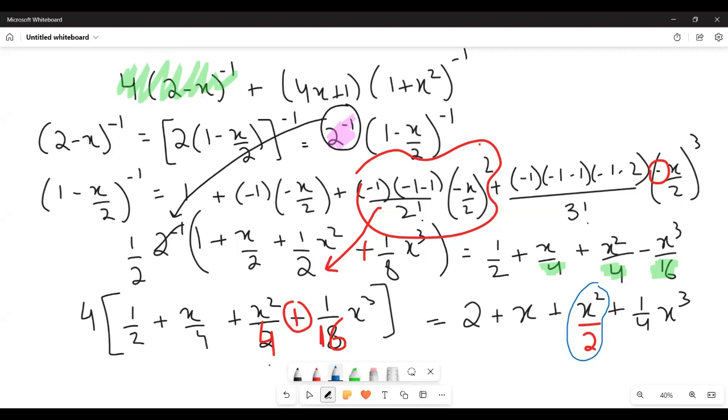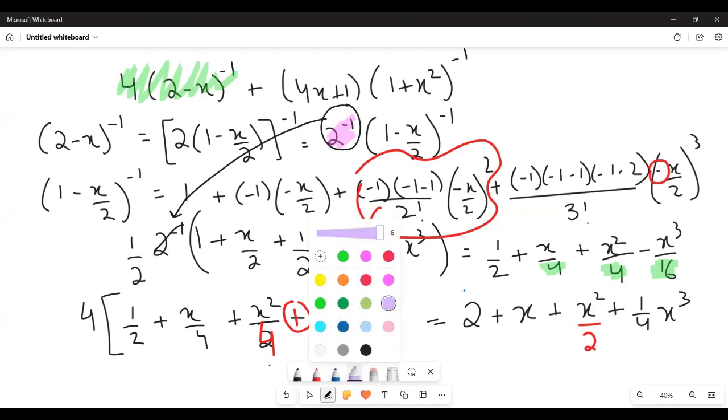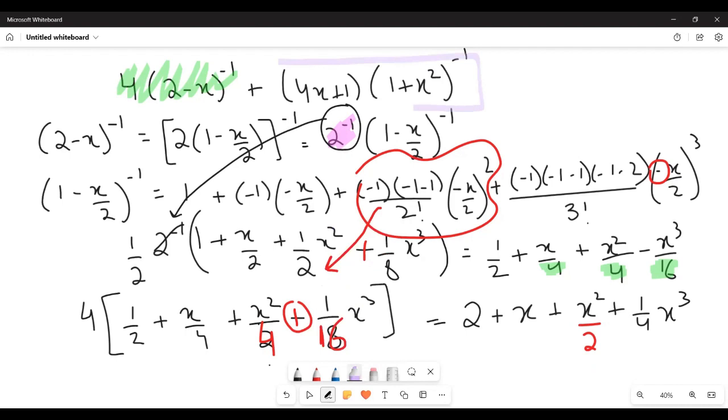Okay, fine, fine. Sorry, I was looking at the other expansion. That's absolutely fine. I can't believe we wasted so much time. 2 plus x square over 2 plus 1/4x cube. Absolutely fine. Okay, now let's quickly expand the other expression, which is this.